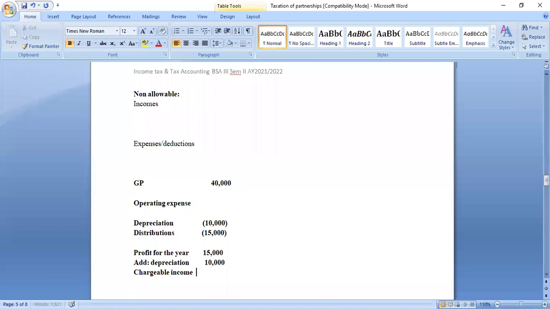Chargeable income of 25. Okay, I think the idea is clear that if you cancel out this depreciation, you will see that you have 40,000 minus 15,000, and you have 25,000. So the idea of adding back non-allowable deductions, expenses particularly, is you want to have a profit where such an expense wasn't deducted.